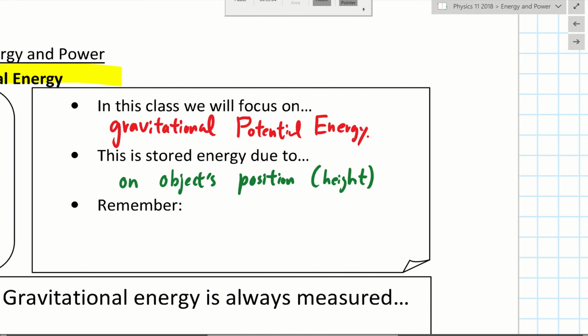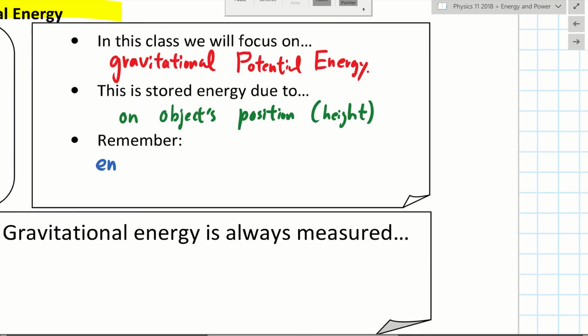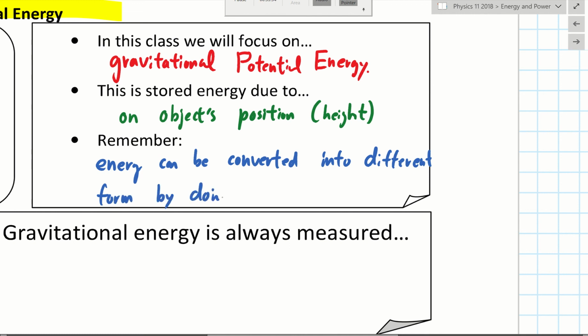Energy can always be transformed from one form to another. Energy can be converted into a different form by doing work. For example, what does an electrical fan do? It converts electrical energy into spinning.